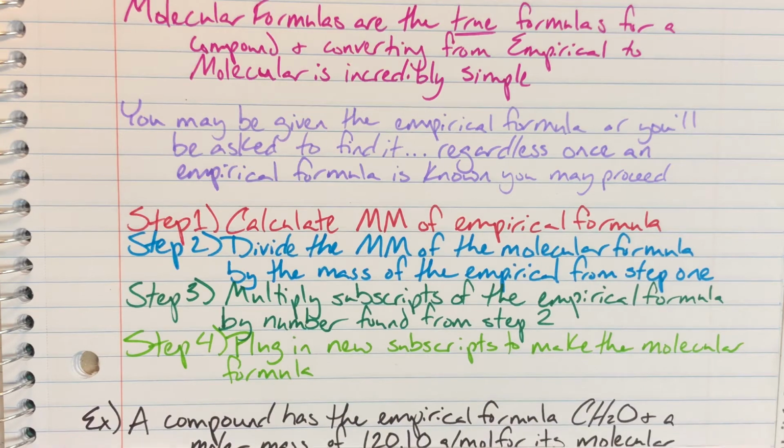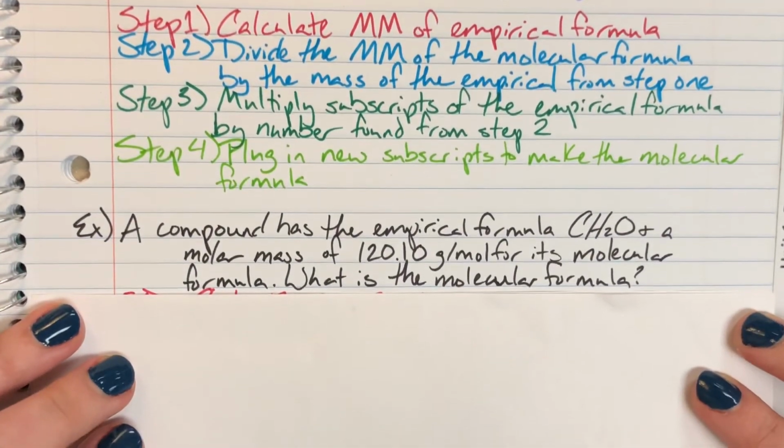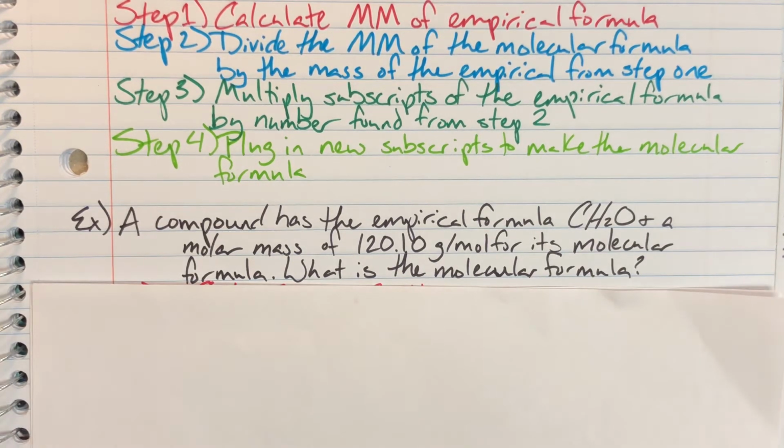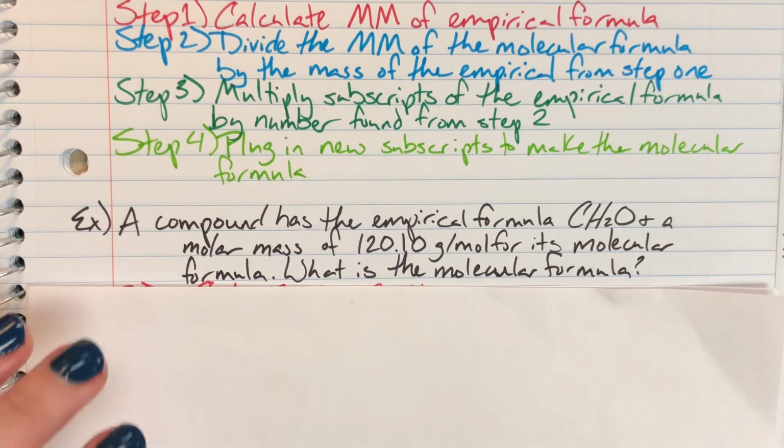and we're going to go ahead and do an example. So the example that I am going to do, I see a compound has the empirical formula of CH2O and a molar mass of 120.10 grams per mole for its molecular formula. And then I ask, what is its molecular formula?